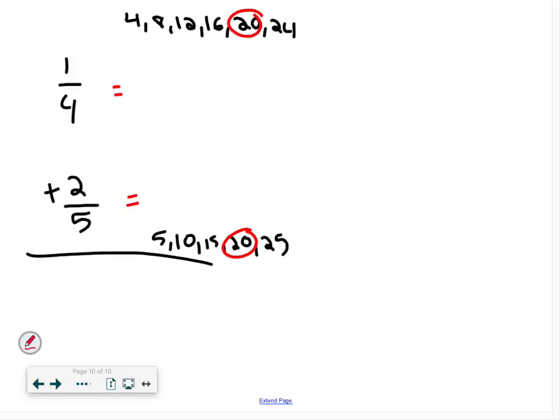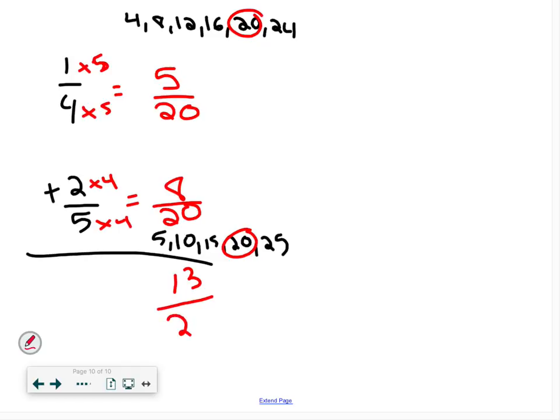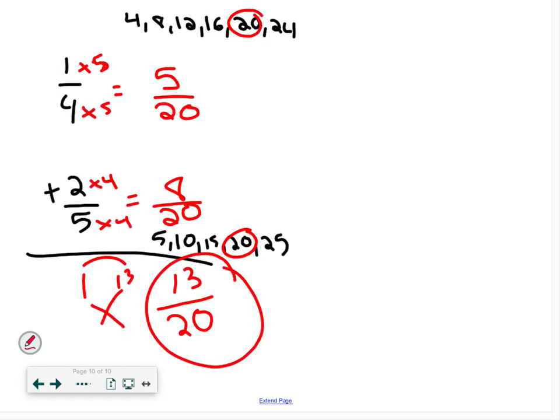That means I'm going to change them to have 20 for their denominator. Now, from 5 to get to 20, I know I'm multiplying by 4, which changes my numerator to be 8. And from 4 to get to 20, I know that I'm multiplying by 5, which makes my numerator 5. Now I can add: 8 plus 5 is 13, 20ths. And then I have to check to see if that's correct by seeing if I can simplify. Well, 13 is prime. The only factors of it are 1 and 13. And I know the factors of 20 are 1 and 20, 2 and 10, 4 and 5. So they don't have any common factors. So I know that this is in simplest form.